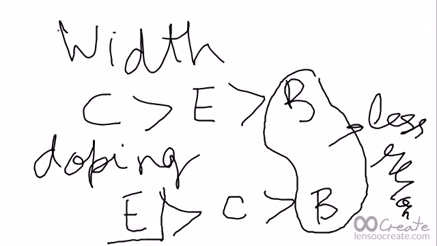And your emitter has the largest doping because electrons are going from the emitter. So if more charge carriers are there in the emitter, more charge carriers will reach the collector, and that's what we want. So doping of emitter is greater than collector, and then it is greater than base.